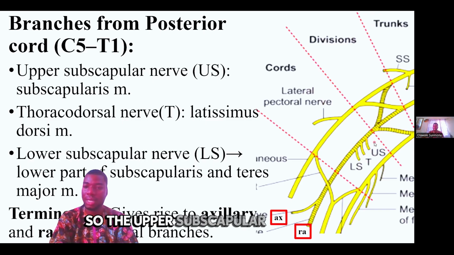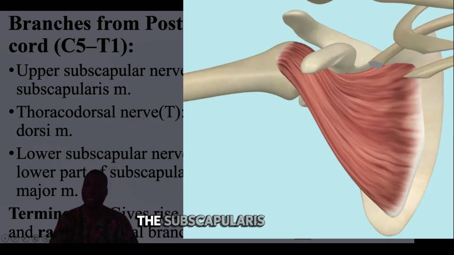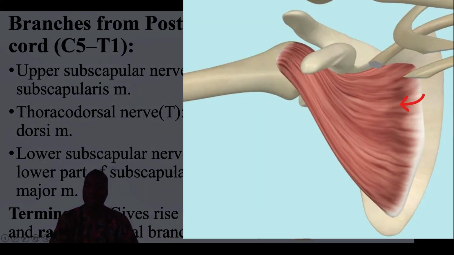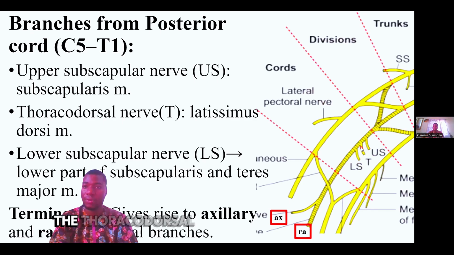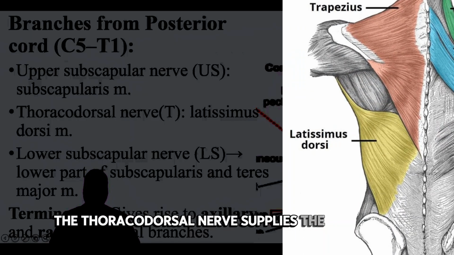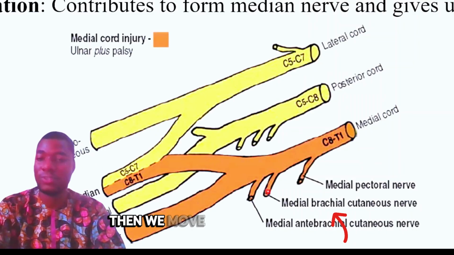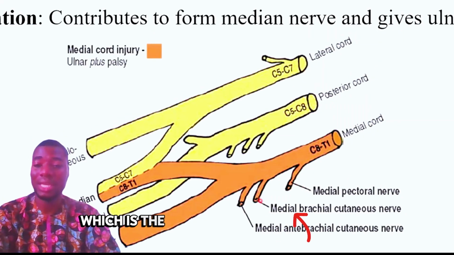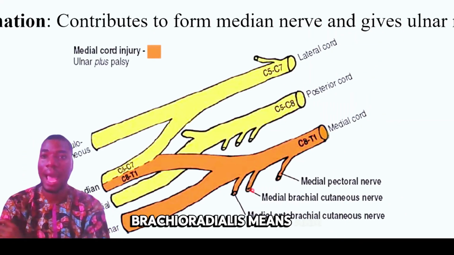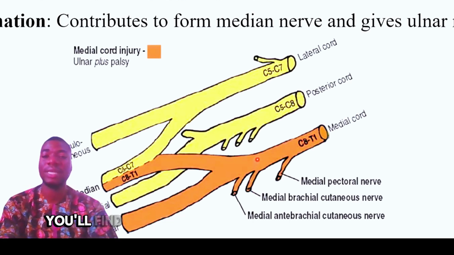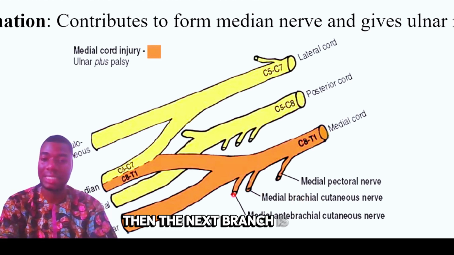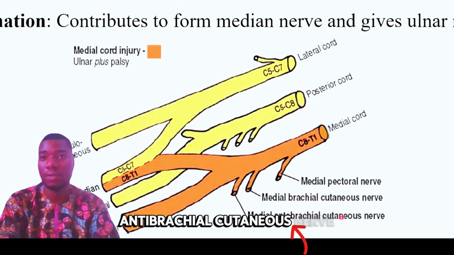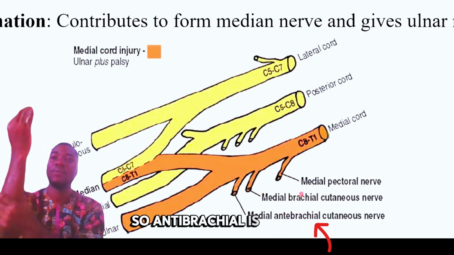So the upper subscapular nerve supplies the subscapularis muscle, the upper part. The lower subscapular nerve supplies the lower part of subscapularis and the teres major muscle. The thoracodorsal nerve supplies the latissimus dorsi muscle. Then we move to the next branch, which is the medial brachial cutaneous nerve. Brachial means arm. So in another textbook, you'll find it as medial cutaneous nerve of the arm. Then the next branch is medial antebrachial cutaneous nerve. So antebrachial is forearm.